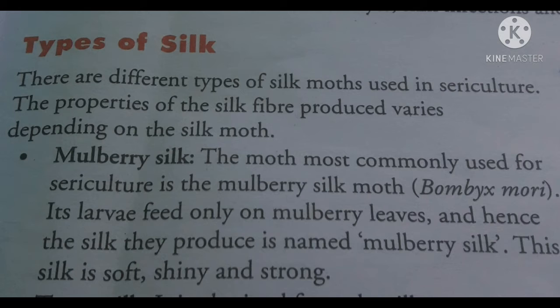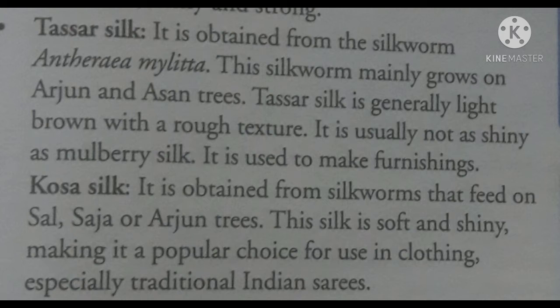Its larvae feed only on mulberry leaves, and hence the silk they produce is named mulberry silk. This silk is soft, shiny and strong. The next type of silk is tussar silk. It is obtained from the silkworm Antheraea mylitta. This silkworm mainly grows on Arjun and Asan trees. Tussar silk is generally light brown with a rough texture. It is usually not as shiny as mulberry silk. It is used to make furnishing.